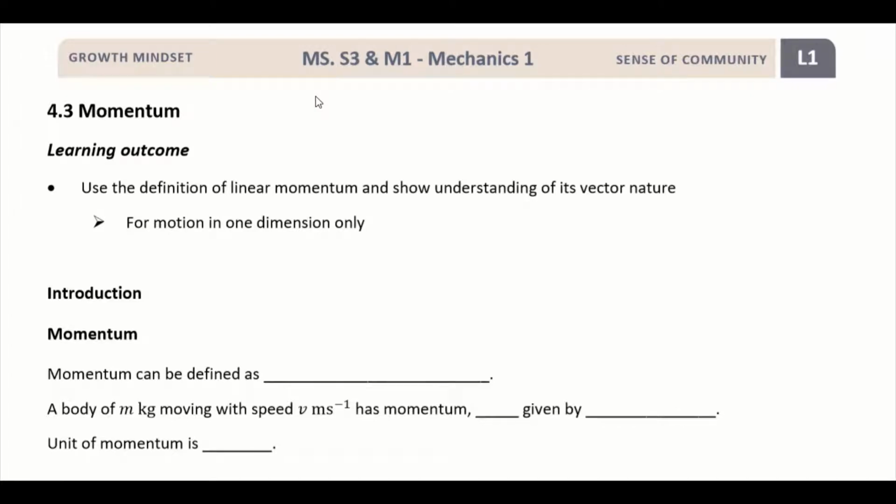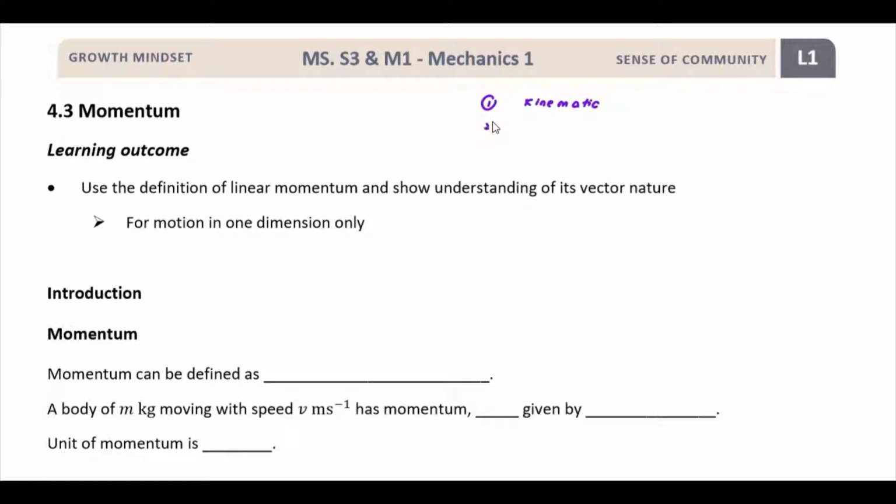Hi everyone, for today's lesson we are starting a new topic called momentum. As you can see, 4.3 means it's the third chapter under the Cambridge syllabus, but it's actually our fourth chapter. If you can recall, the first topic that we learned is kinematics of motion in a straight line, right? We learned about the SUVAT formulas, then the variable acceleration.